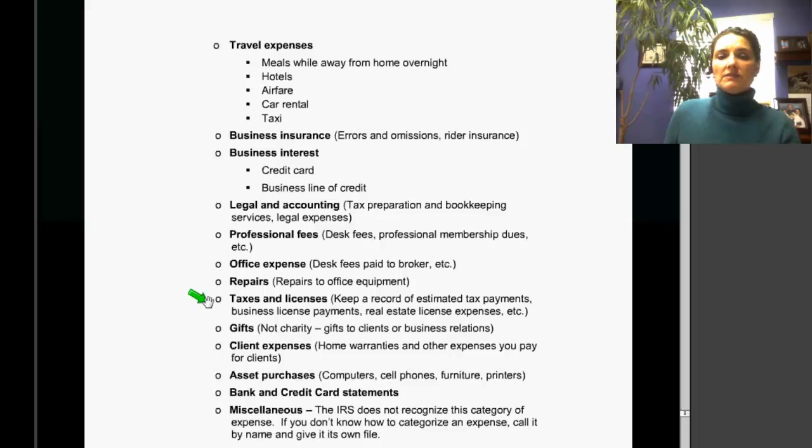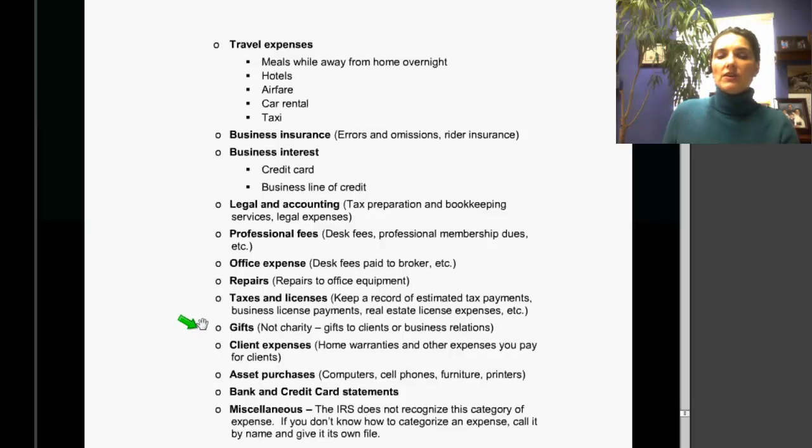You should keep a record of estimated tax payments, business license payments, real estate license expenses, etc. Gifts, not charity. Gifts to clients or business relations. So charitable contributions belong on Schedule A, and they are not claimed as a gift expense on Schedule C.